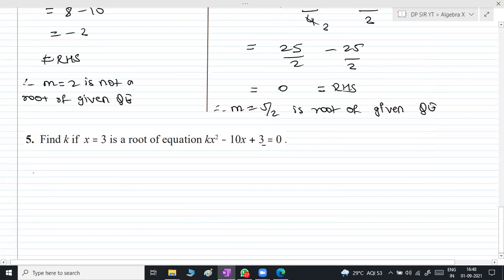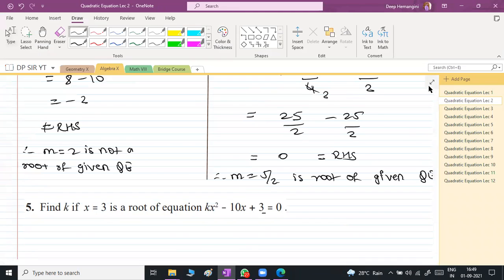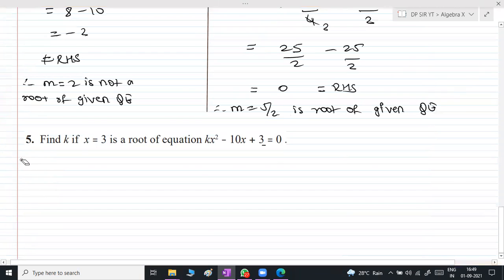Just give me a moment. I'll just start with the solution part and let us change the thickness of the pen. And this is the last question for today. Second last, in fact. Okay, the solution: x is equal to 3 is a root of the given quadratic equation, isn't it?